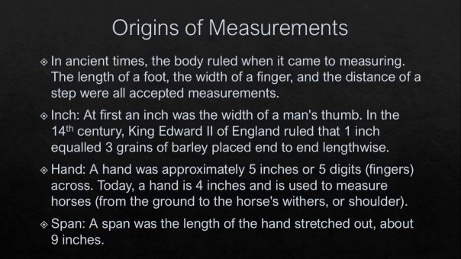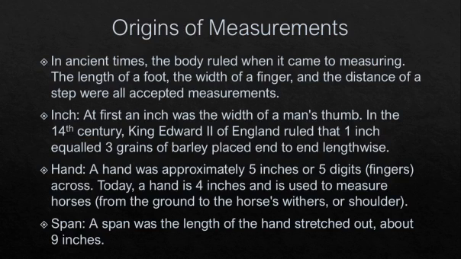So this is something the book doesn't really look at, but it is an interesting area. In ancient times, the body ruled when it came to measuring. So the length of a foot, the width of a finger, the distance of a step, they were all accepted as measurements. They were close enough for the purpose, but they're not particularly constant. They're not consistent. Your foot and my foot would be very different.